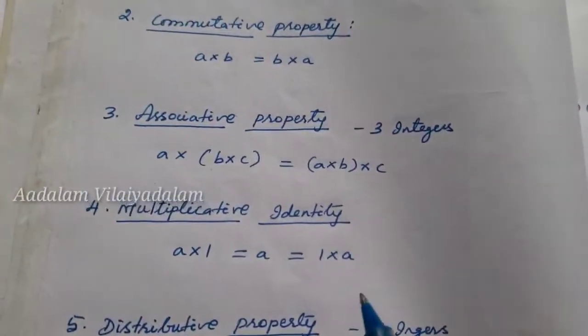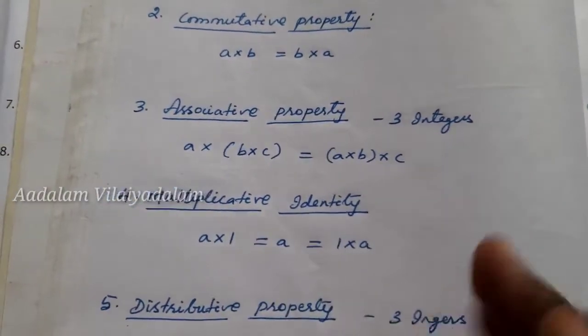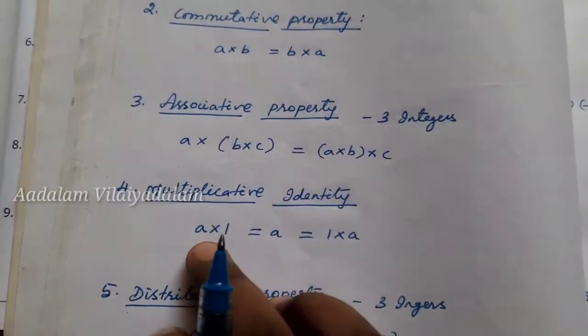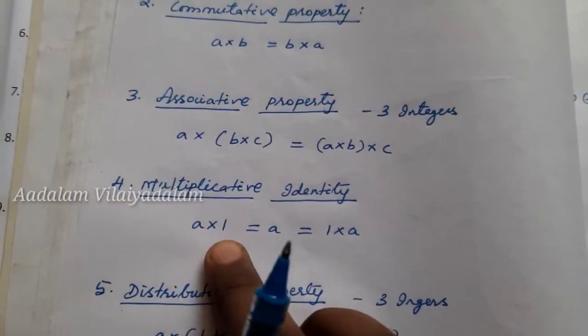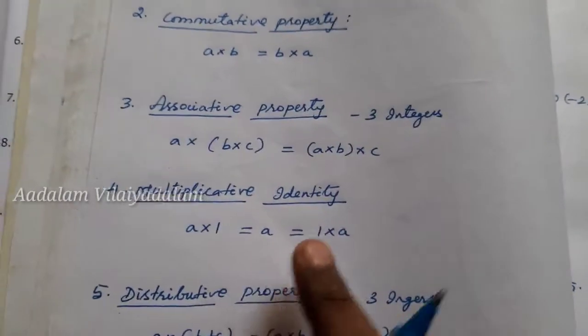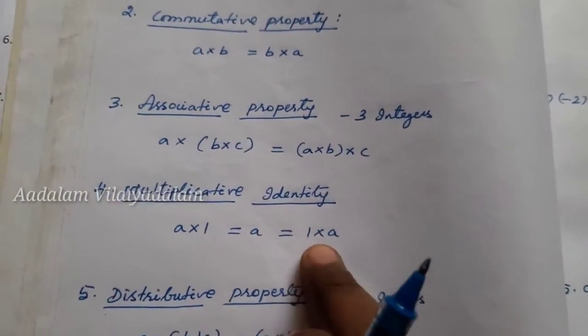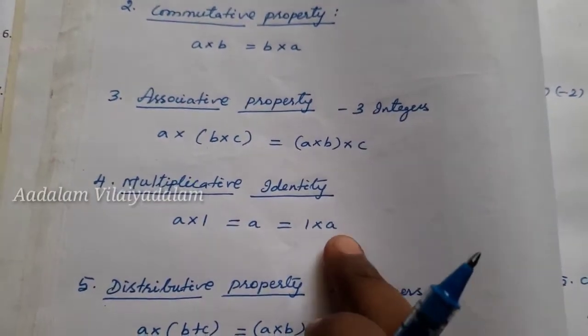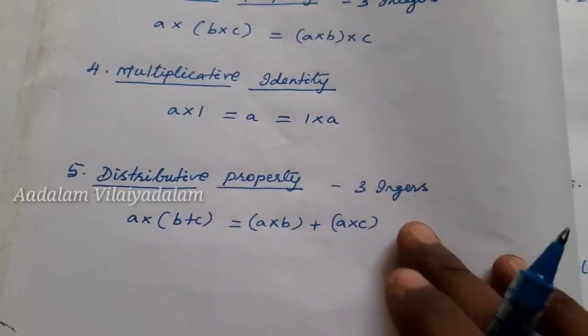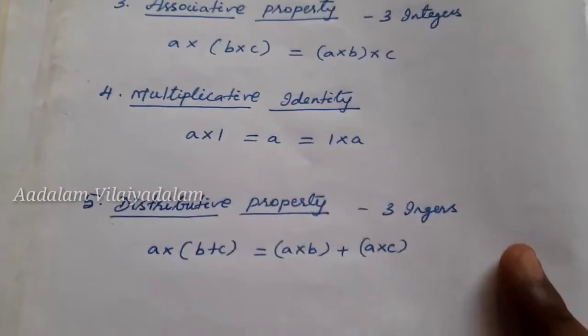What is the next property? Multiplicative identity. If an integer is multiplied with 1, we get the same integer a. In the same way, if 1 is multiplied with any integer, we get the same number a. What is the distributive property over multiplication?